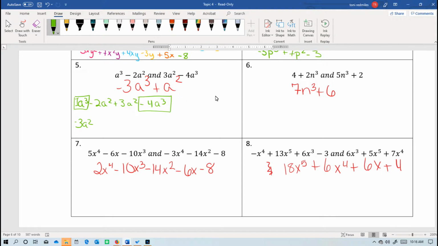My next highest degree of power would be these powers of 2. Negative 2a squared plus 3a squared is just going to give me a 1a squared. And I'm going to go ahead and write the 1 in there. You don't have to write the 1 in there. That's totally by choice. I can clearly see there's just a single a squared in the red answer, but I could also tell someone, hey, I only have 1a squared. It is up to you. It's not a big deal.